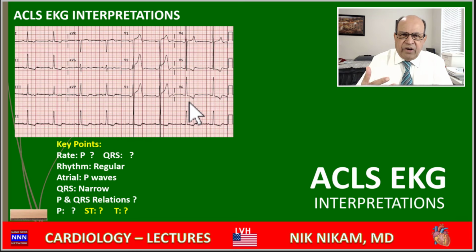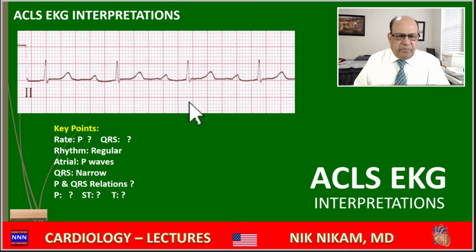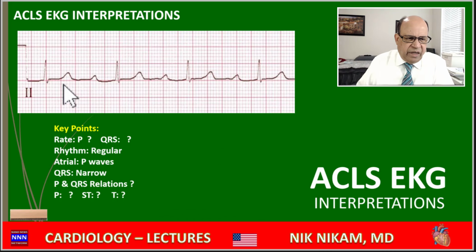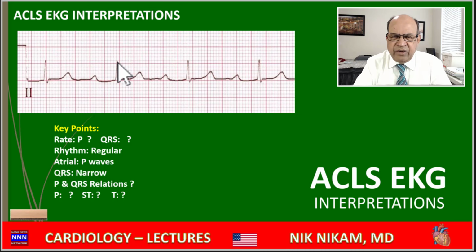Okay, pause here for a second, take a look at this electrocardiogram and see what you can come up with. Okay, first of all, we have a very slow rate. This is 1, 2, 3, 4, 5. It's about 60 and it's like 55. The rate is 57. So the rate is slow.